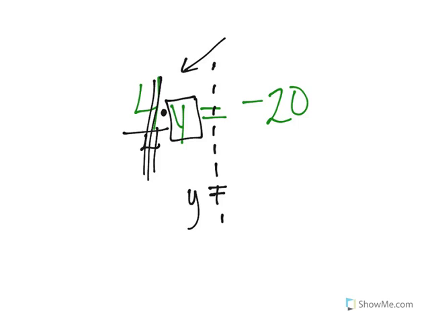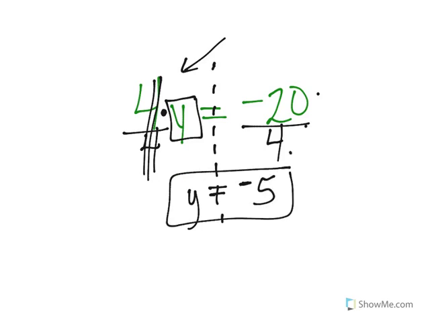But remember, what you do to one side, you must do to the other. So I must divide by 4. All right, so what's negative 20 divided by a positive 4? Well, a negative and a positive is going to give me a negative, and 20 divided by 4 is 5. So my answer is negative 5.